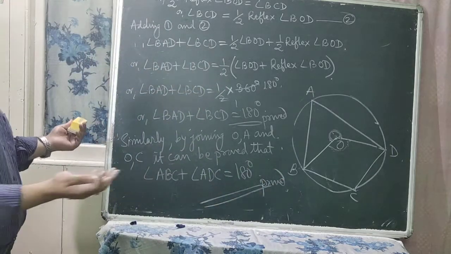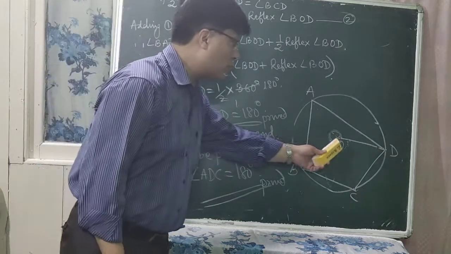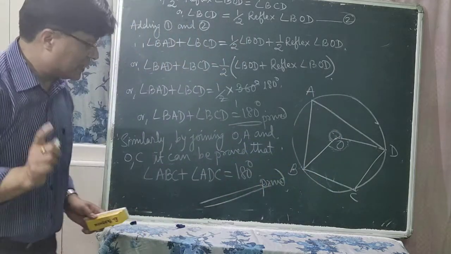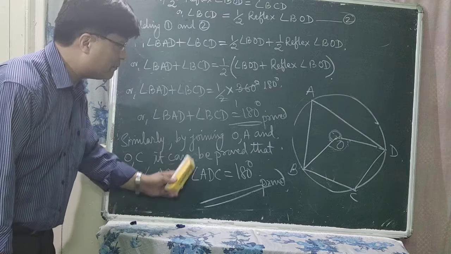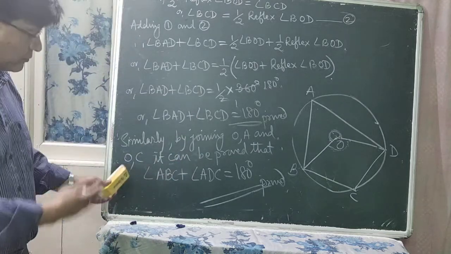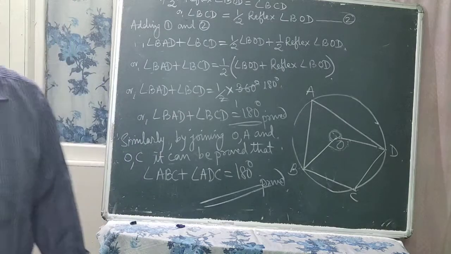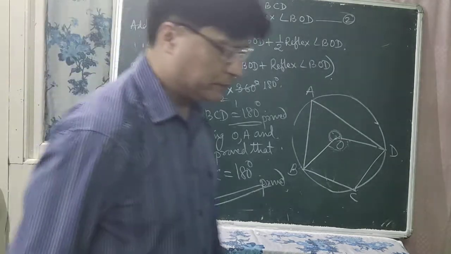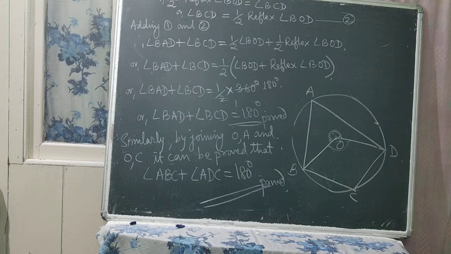In the second part, you can write similarly. So similarly, by joining O, A and O, C, it can be proved that angle ABC plus angle ADC is equal to 180 degrees. So you can copy it. We'll do the next theorem.